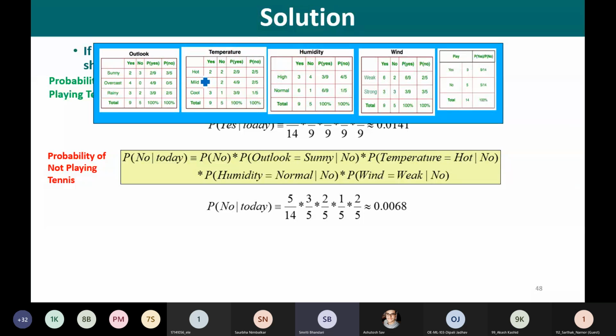Probability of temperature hot given no is 2 divided by 5. Probability of humidity equal to normal given no is 1 divided by 5. Probability of wind equal to weak given no is 2 divided by 5. So this product comes out to be 0.0068.